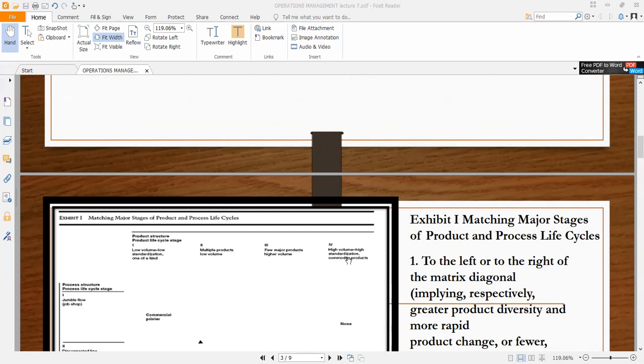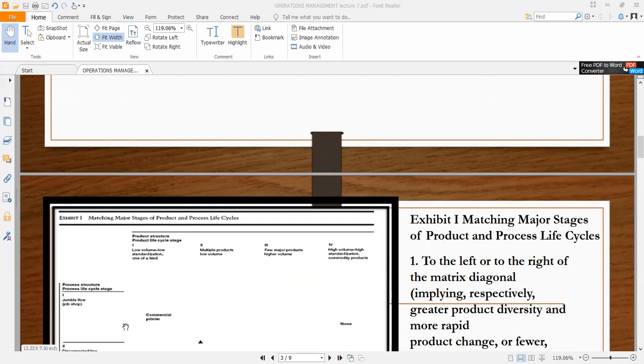Then stage four is high volume, high standardization: commodity products. Here in stage four we have high volume and high standardization, meaning that we are looking at a different standard for each and every product. This is mainly for bigger industries.